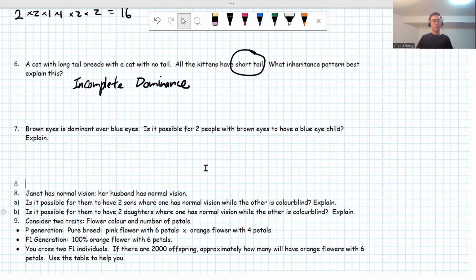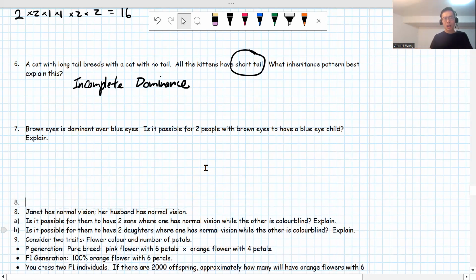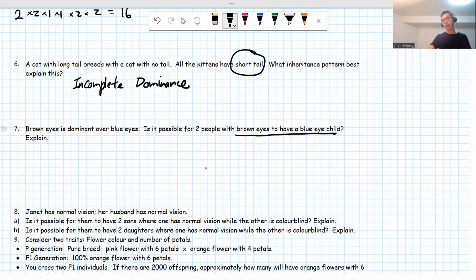Brown eyes is dominant over blue eyes. Is it possible for two people with brown eyes to have a blue-eyed child? Let's do a poll and see what you guys think. If you think it's yes, then you choose A. If you think it's no, then you choose B. Go.